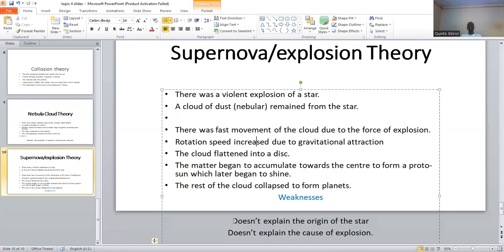One weakness of this supernova or explosion theory is that it doesn't explain the origin of the star. We have been told there was a violent explosion of a star and we don't know where it originated. It doesn't explain the cause of explosion. We haven't been told the causal agent of this explosion.